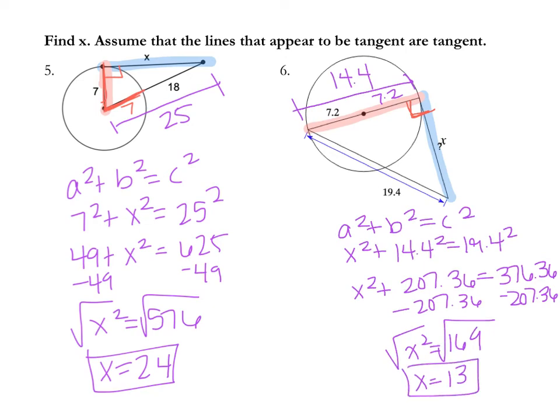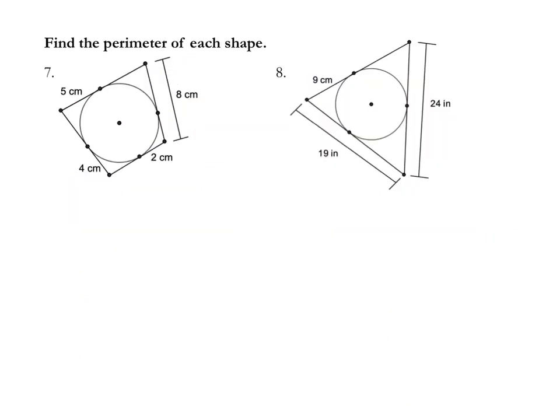Okay, so again, the key with these is recognizing that they're forming right triangles, and because it's a right triangle, we can use the Pythagorean theorem.